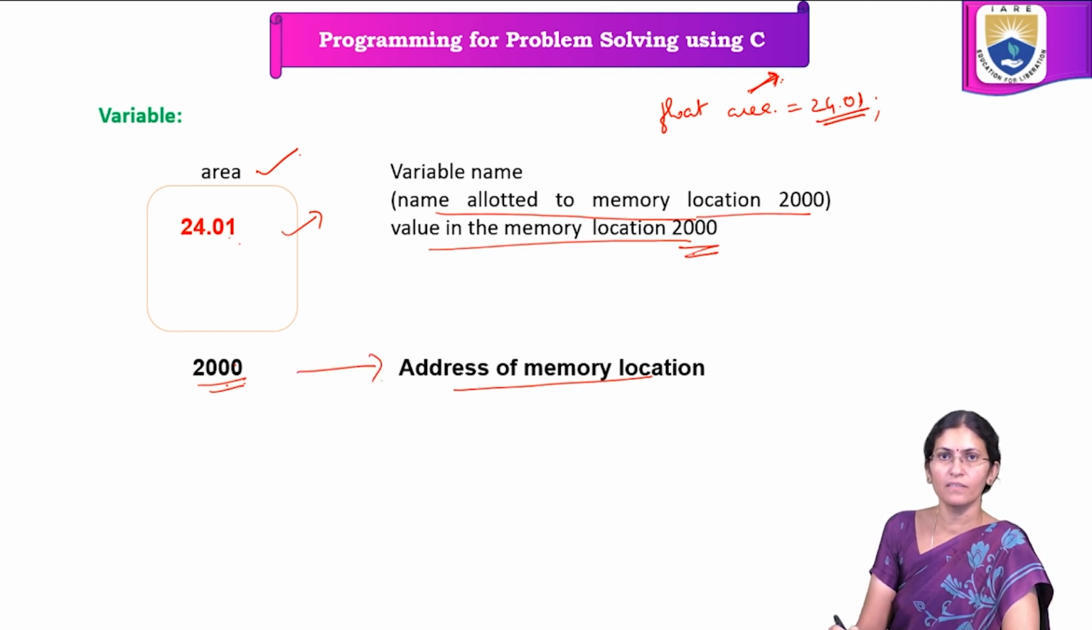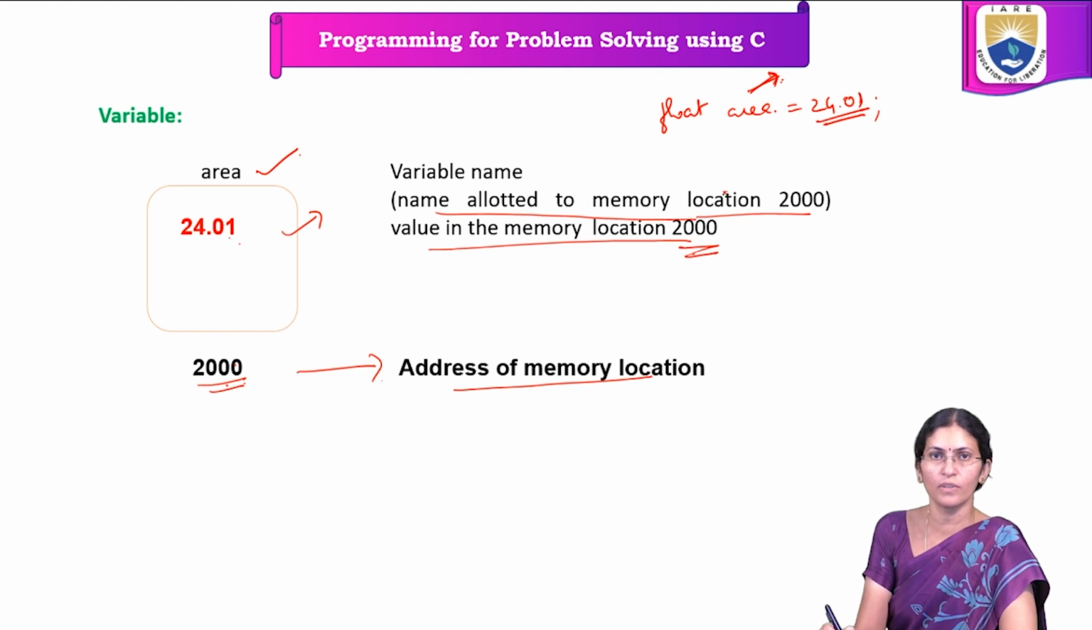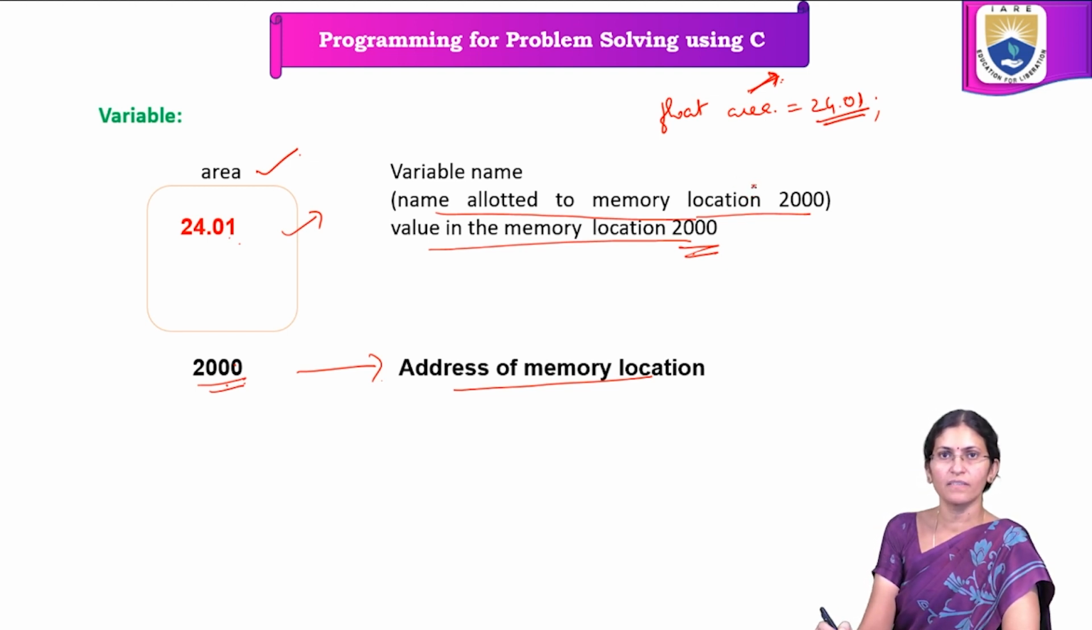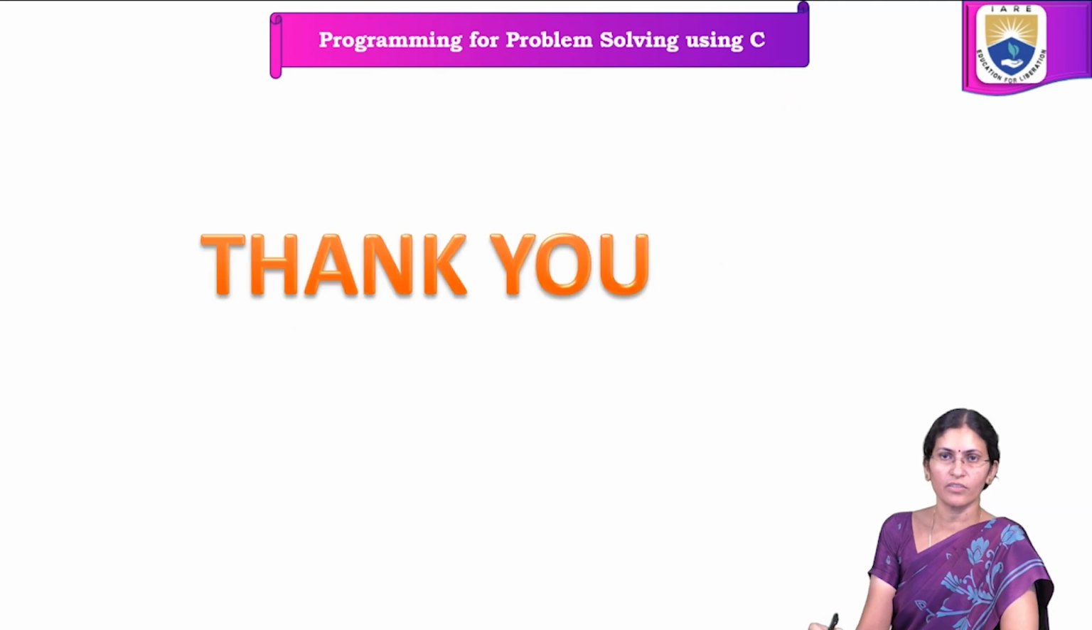Thus we have seen some of the tokens in C. The tokens which we have discussed till now are identifiers, keywords, and constants. Apart from these, there are some more tokens like special symbols, special characters, strings, and also operators. Those we will discuss in the next video lecture.